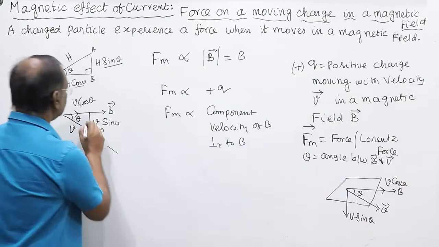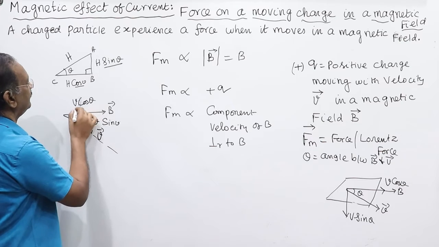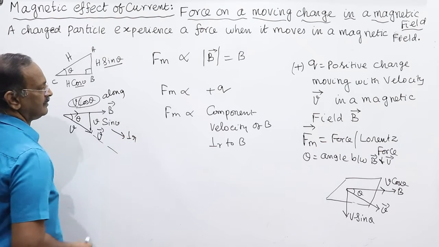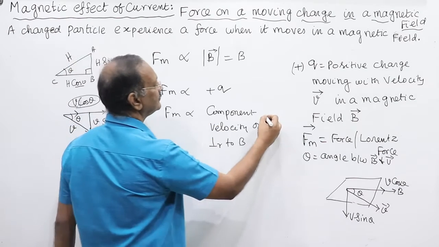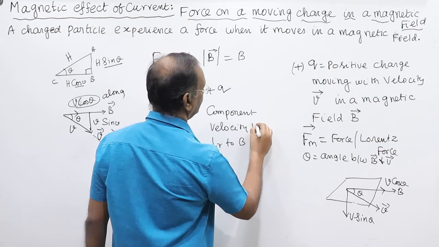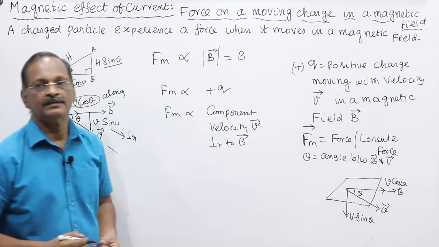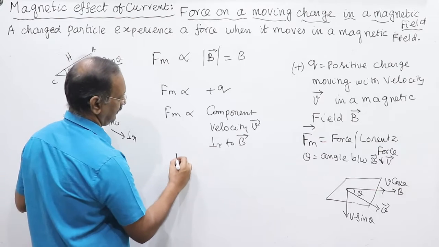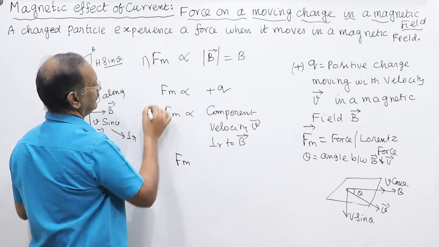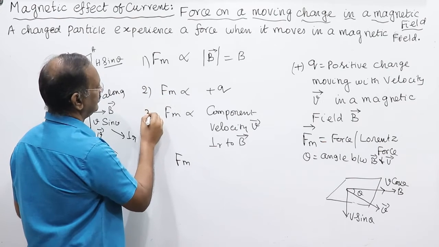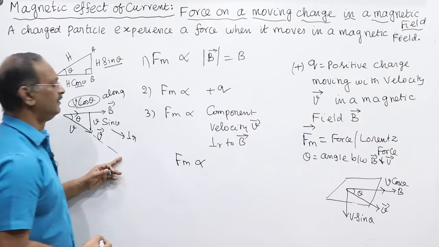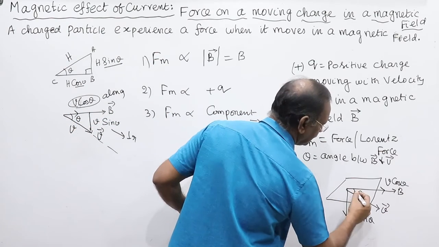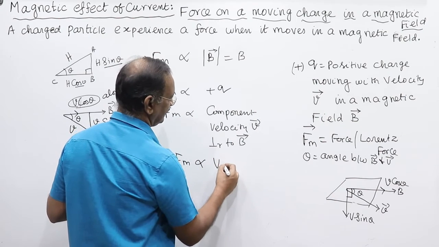Why? Because v cos theta is along B, and v sin theta is perpendicular to B. So now it is the component of velocity perpendicular to B. The force is proportional to the magnitude of B, the force is also proportional to the charge, and third, the force is proportional to the component v sin theta, which is perpendicular.